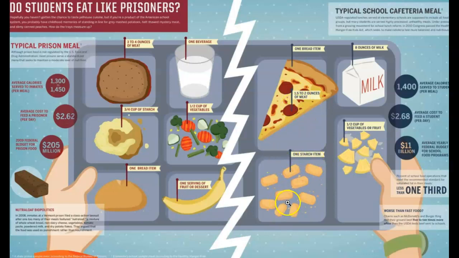They have one starch item. So that's why they end up sometimes eating a piece of pizza and tater tots. 8 ounces of milk and a half a cup of vegetables or fruit. So they don't get a dessert, so to speak, but if they have like pineapple tidbits or something like that, that would take the place of having a dessert.